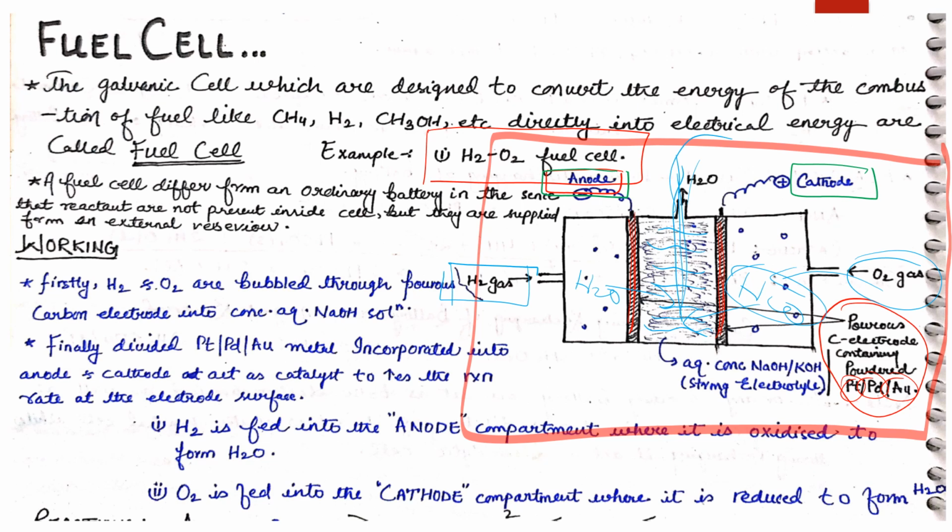Now you can read the statement as H2 is fed to the anode compartment where it is oxidized to form H2O, while O2 is fed into the cathode compartment where it is reduced to form H2O. It means hydrogen undergoes oxidation to form water, while oxygen undergoes reduction to form water. In both the cases, water is the final product, which is non-polluting. It is the advantage of the fuel cell that its final product is non-polluting, as well as it's providing the electrical energy. There are a lot of advantages over the other cells. Let's discuss about them.